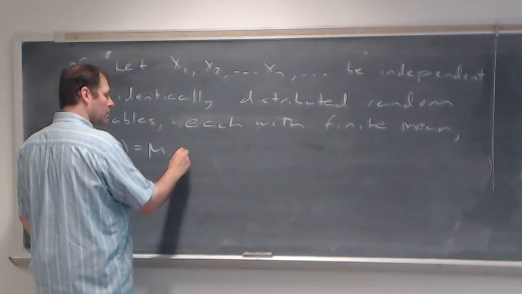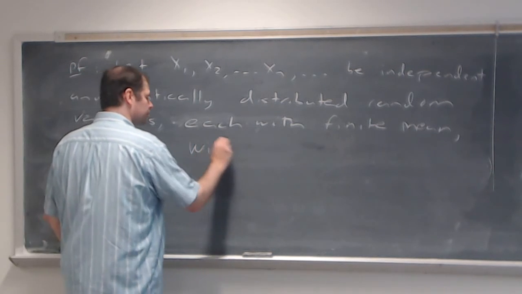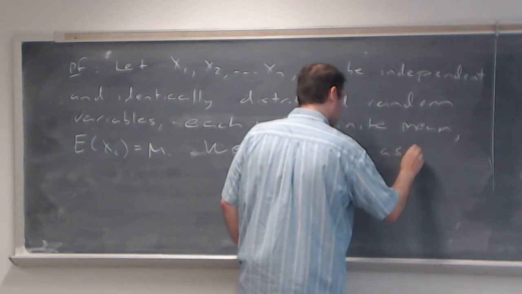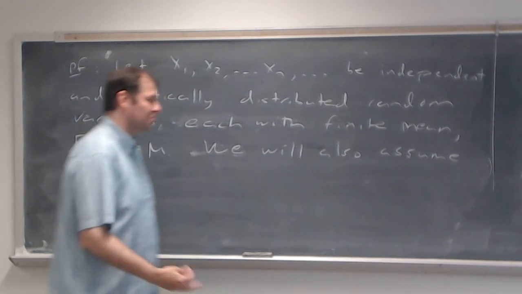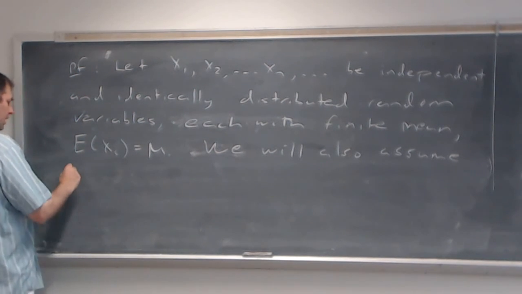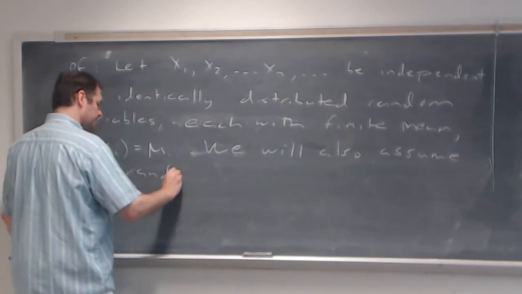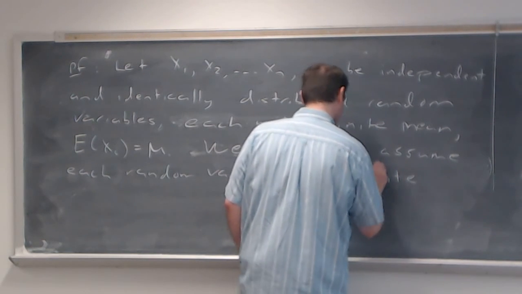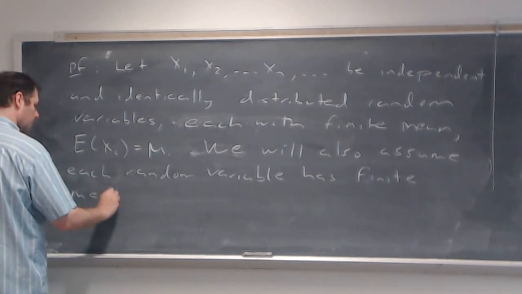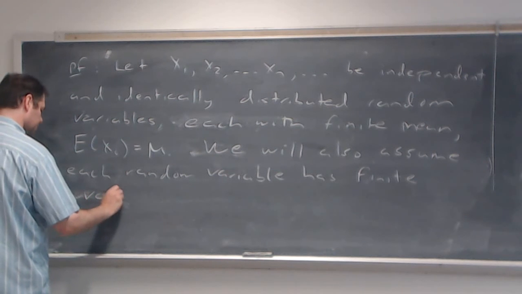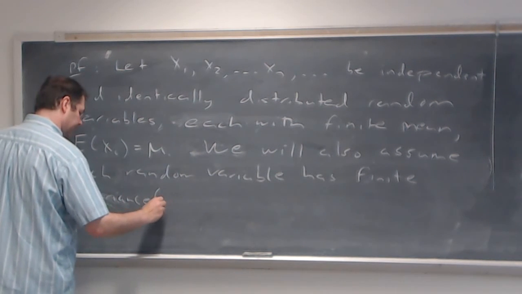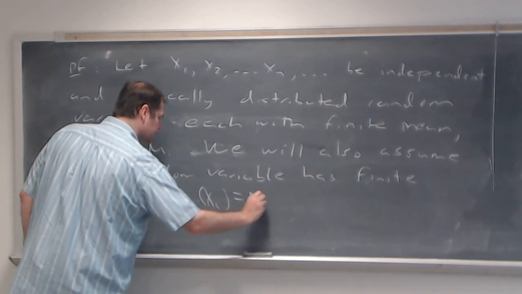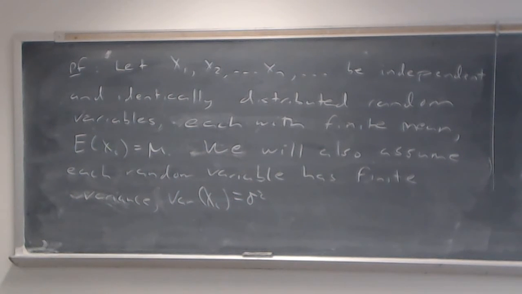Alright. We will also assume, now this is not part of the statement, so we're going to do the proof under one more assumption: each random variable has finite variance. And we can give it a name. The variance of Xi is equal to sigma squared. So they all have the same variance.